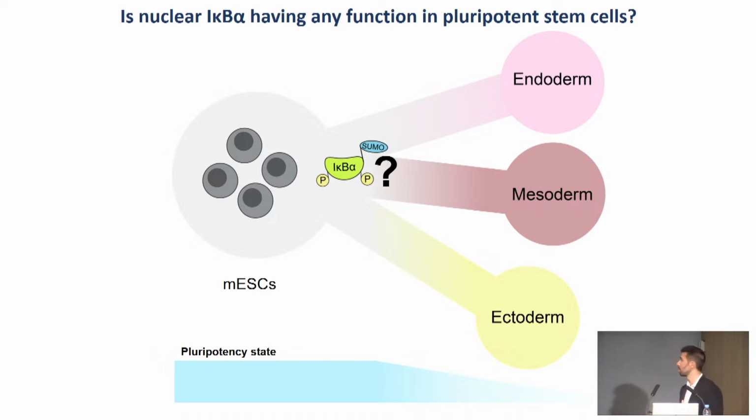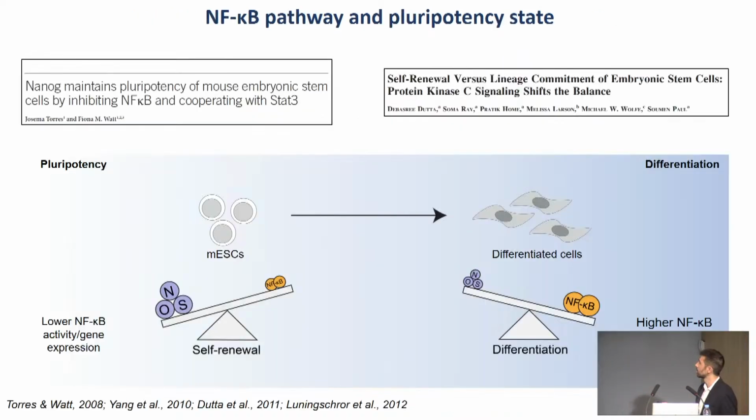But as you also know, IκBα has been described mainly as the main NF-κB inhibitor. So I was curious to know what was known about NF-κB at the pluripotency state. Different works have demonstrated that there is an inverse correlation between the NF-κB pathway and pluripotency, which translates into an activation of NF-κB upon differentiation of mouse embryonic stem cells. And more in particular, seminal work carried out by Fiona Watt's laboratory demonstrated that one of the main pluripotency components, NANOG, was able to directly inhibit different NF-κB transcription factors.